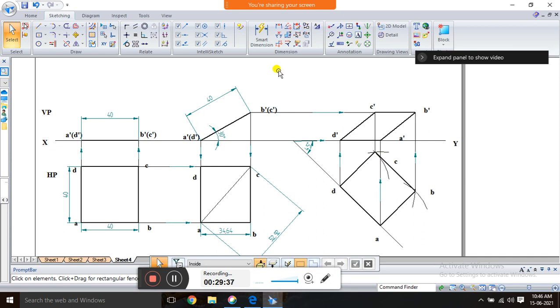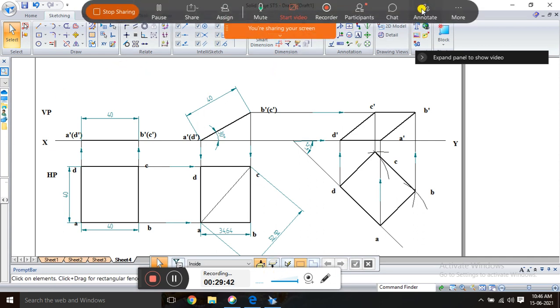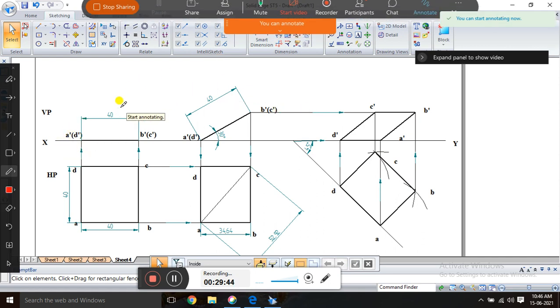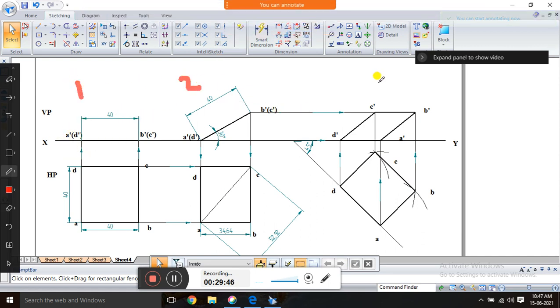So these are the three important positions: the first position, the second position and the third position. In the first position, as it is a square, it is a true shape in the front view and top view. But with an inclination of 30 degrees it looks like a rectangle, and if we incline 45 degrees to HP, then it is the final position of A dash, B dash, C dash, D dash. This is what the final position looks like, front view and top view.